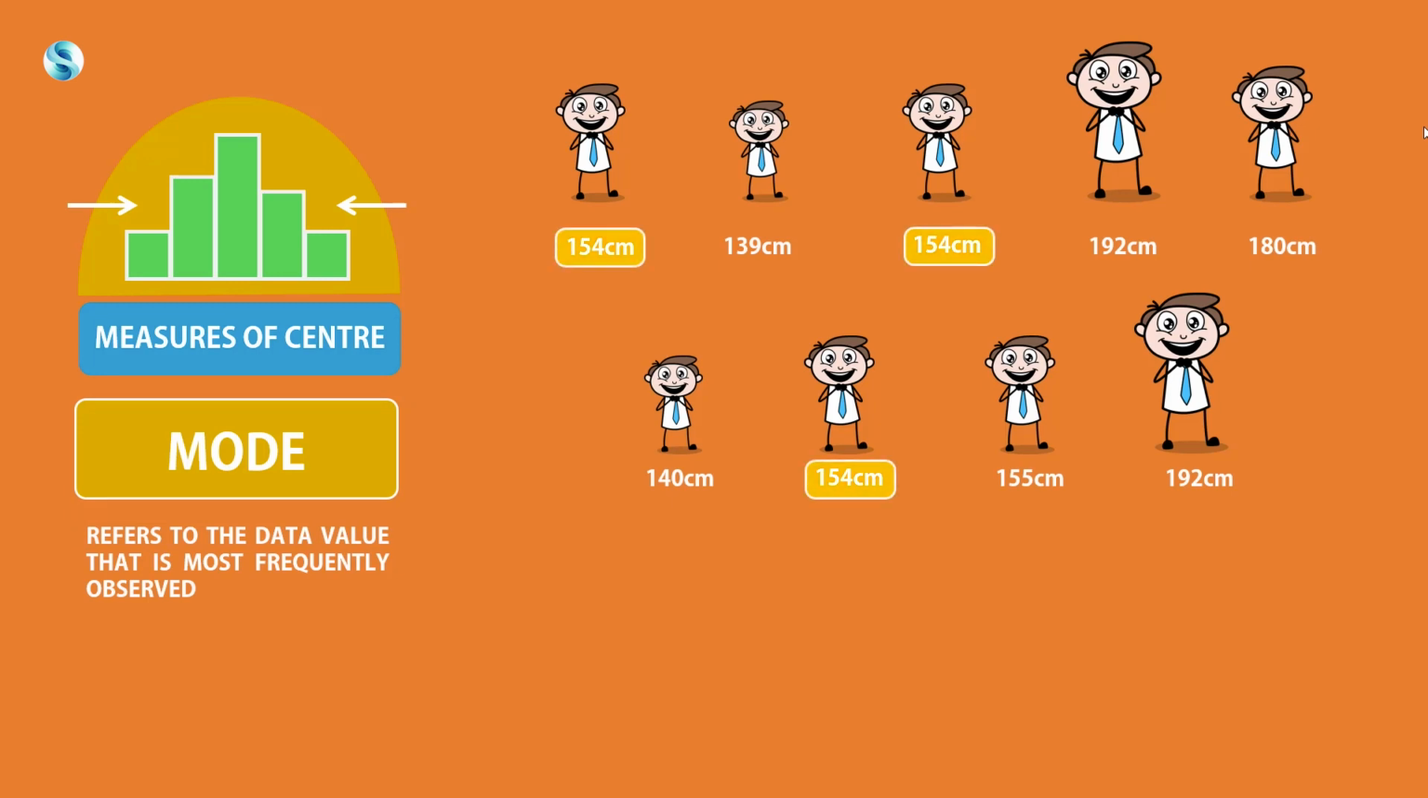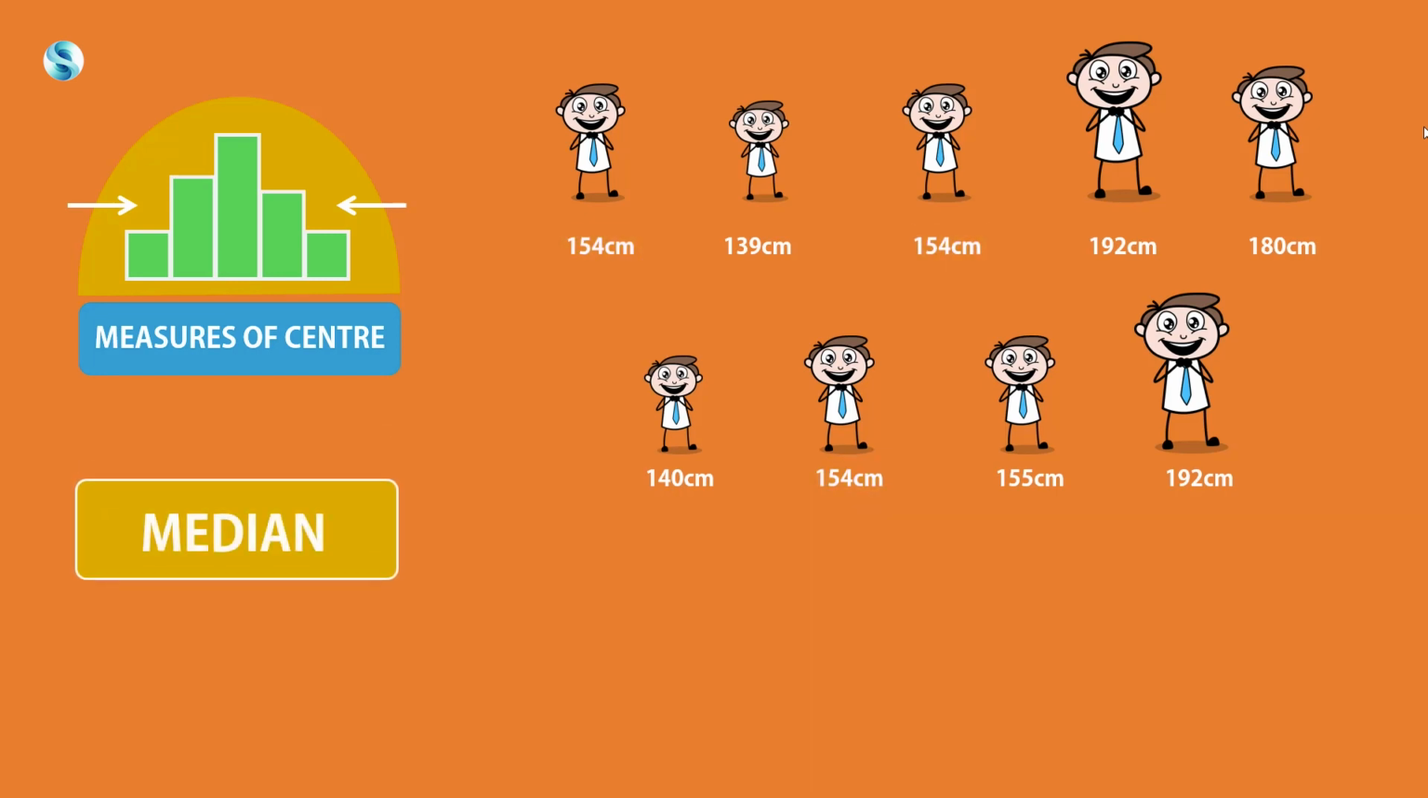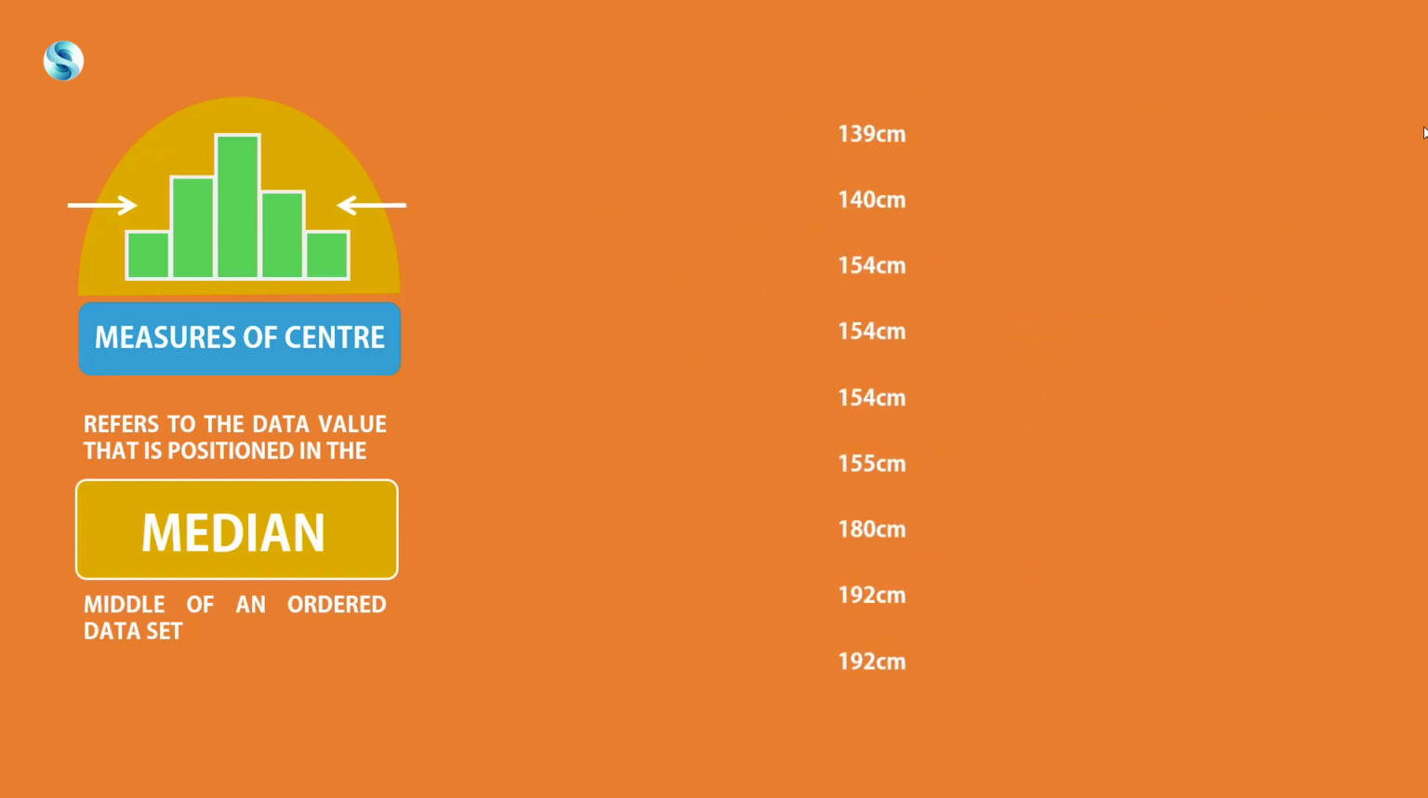Notice how the number 154 appears 3 times in this dataset. This means that the mode of this dataset is equal to 154. Now the median refers to the data value that is positioned in the middle of an ordered dataset. Students often forget that to define the median, your data must first be put in order. We usually order the dataset from smallest to largest. We can clearly see that the number 154 is the middle of the dataset because there are 4 data points above it and 4 data points below it. So the median of this dataset is equal to 154.